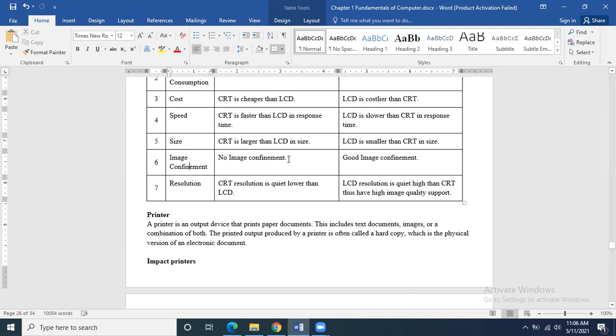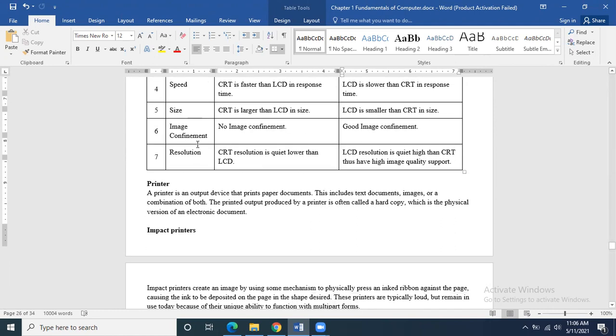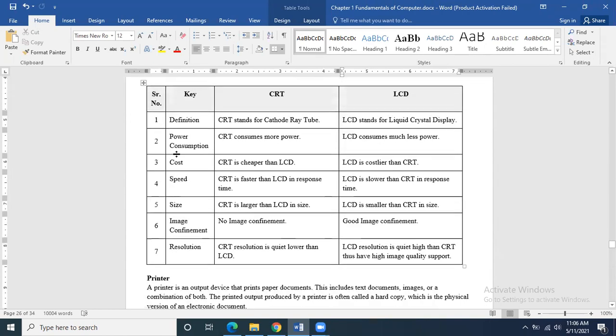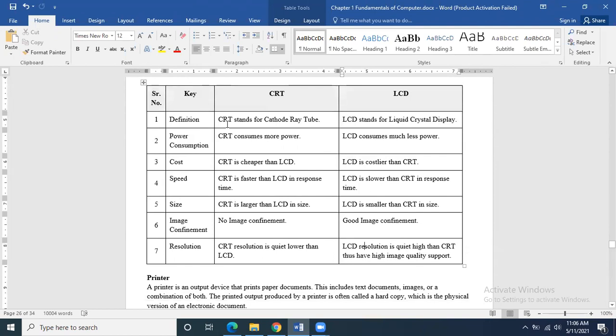Regarding image confinement, there is no image confinement in the CRT, but there is a confined image in LCD. The resolution of the CRT is quite lower than the LCD because LCDs are available nowadays in higher resolutions that we can use with our computer systems. So these are the advantages. We must know at least 3 to 5 advantages and differences between the CRT and the LCDs, because these can come in our papers. If a question comes for 3 marks, students must be able to write about it. So these are the differences.